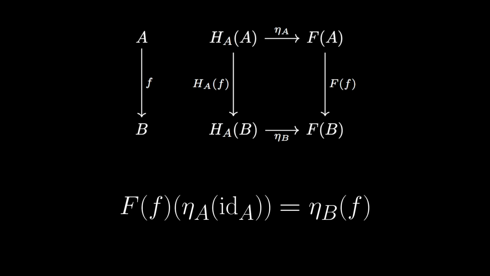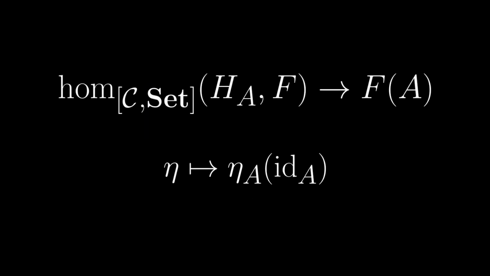If we look at the function on the left, the input is always eta at A applied to the identity on A. This implies that any natural transformation from h_A to F is completely determined by its value at the identity at A. This naturally induces a function mapping eta to the object that determines its value, and moreover, this function is a bijection, as every such value in F of A conversely extends to a unique natural transformation, and this establishes the required isomorphism of sets. Naturality is left as an exercise.